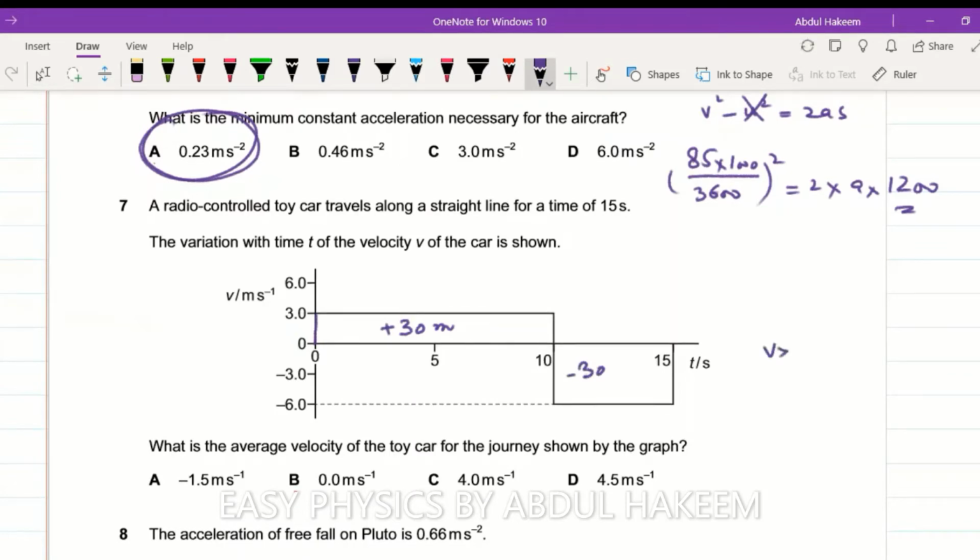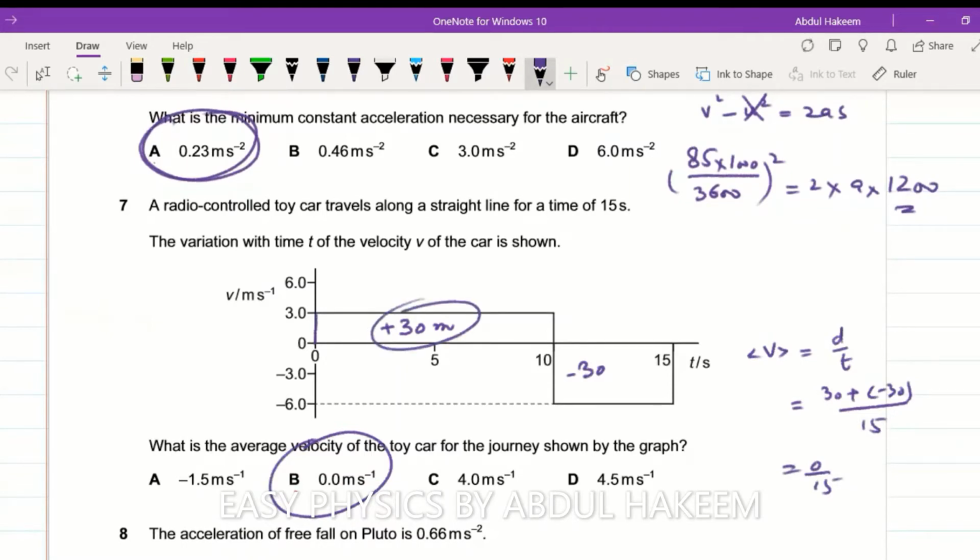So the average velocity is equal to total displacement divided by total time. Total displacement is 0 because 30 plus minus 30, divided by the total time taken, which is 15. So 0 divided by 15, the answer is 0. The average velocity is 0 because the displacement of 30 is positive and 30 is negative, so the resultant displacement is 0, and the average velocity is total displacement divided by total time.